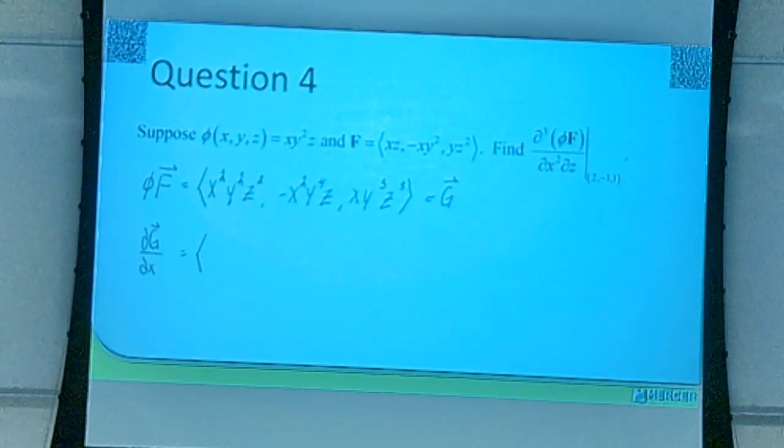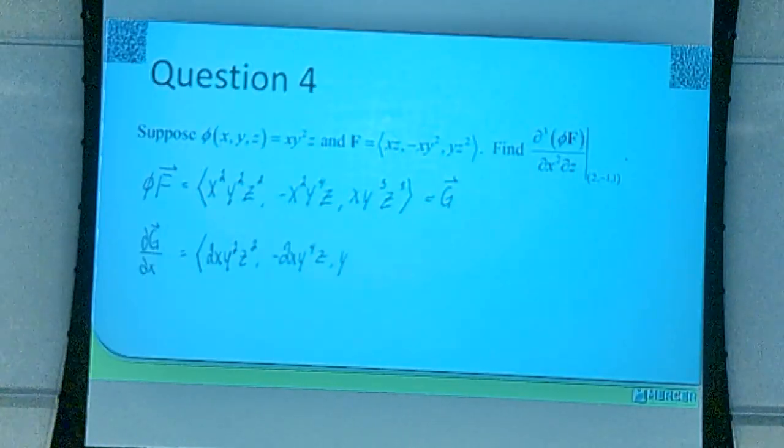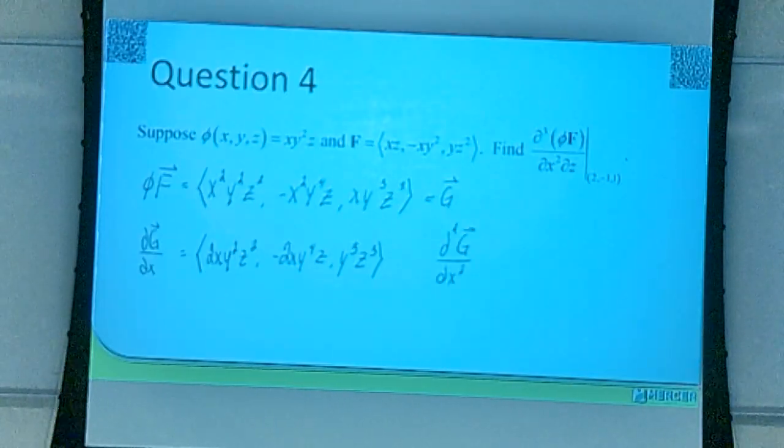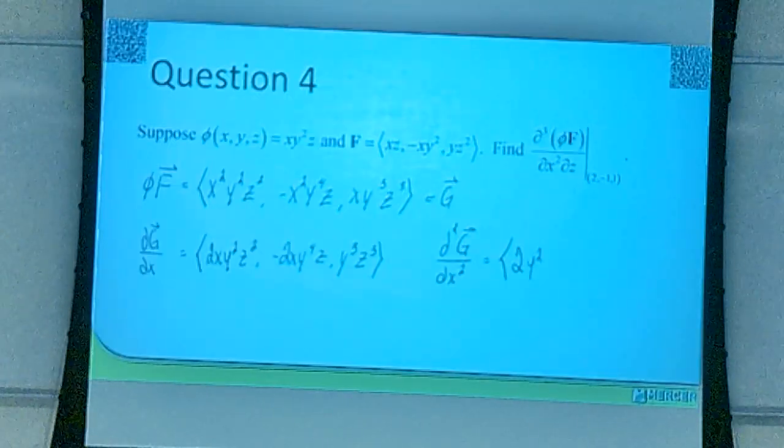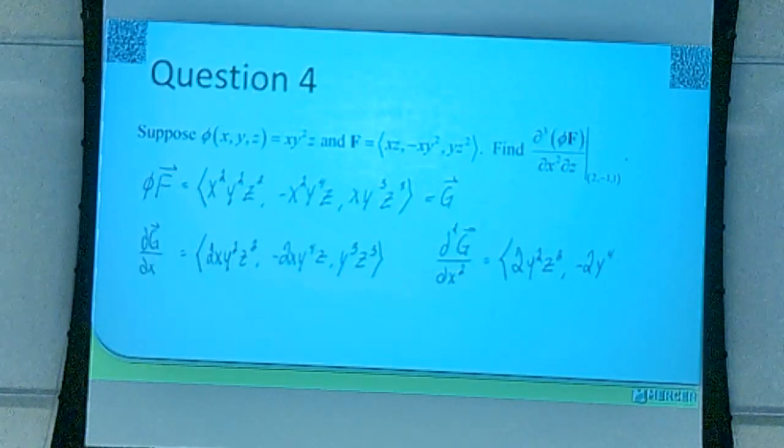My partial G, partial x. What is it? Yeah, 2x y squared z squared, negative 2x y to the fourth z, and then y cubed z cubed. Partial with respect to x again, what do you get? Yeah, just 2 y squared z squared, negative 2y to the fourth z, and 0.